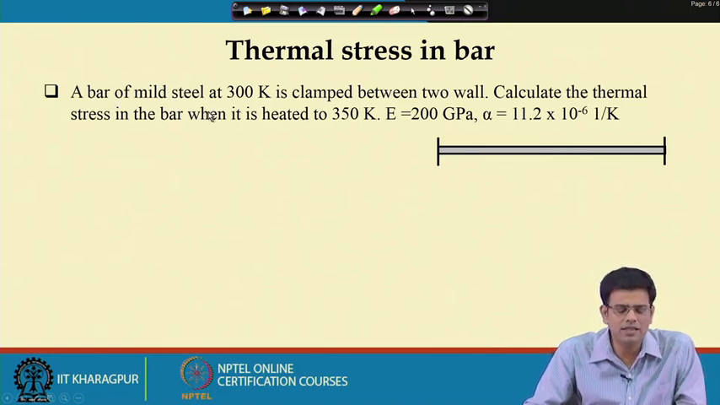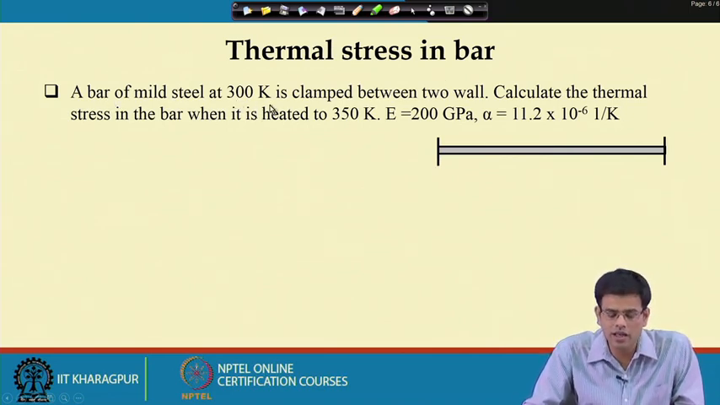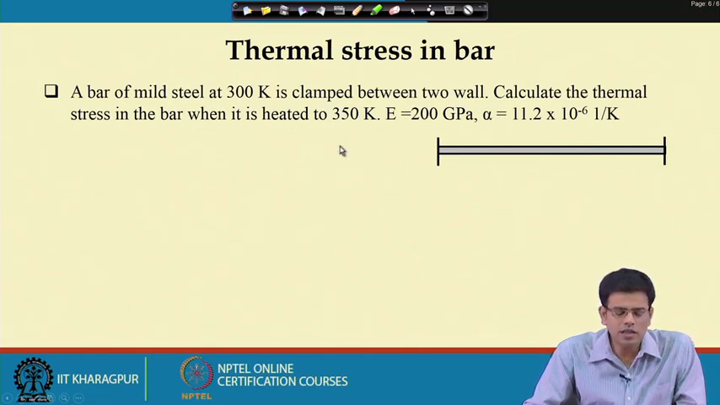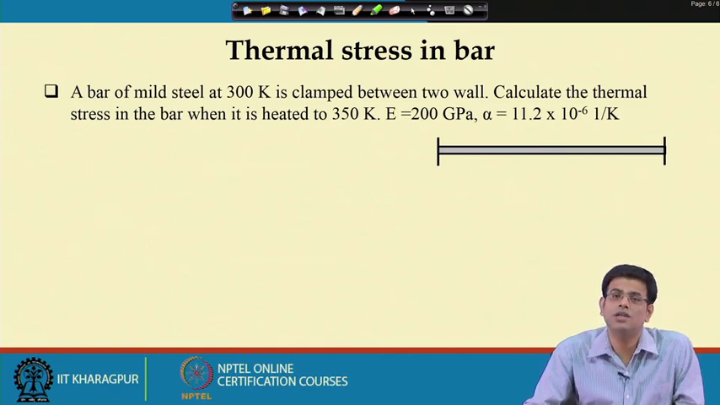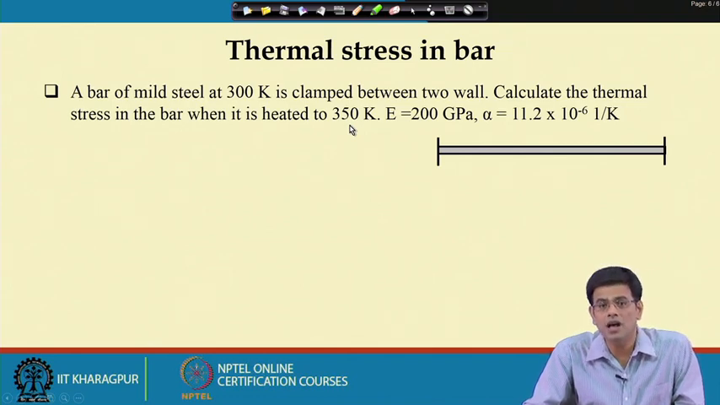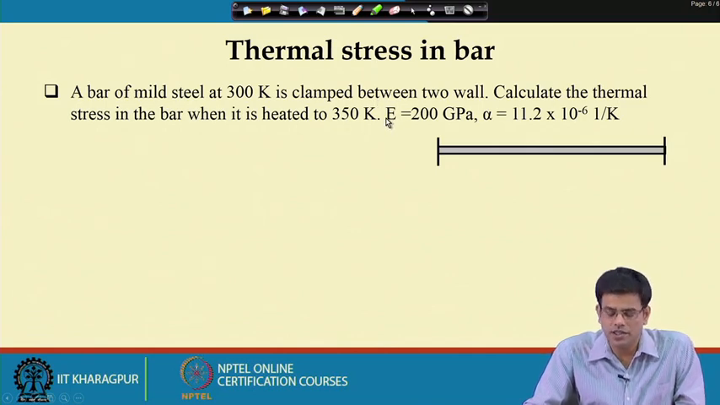For instance, if a mild steel bar at 300 degree Kelvin is clamped between two walls, calculate the thermal stress of the bar when it is heated to 350 degree Kelvin. Now, the important fact is that we observe temperature changes, and if this temperature change is significant, or it depends on the material also, then the thermal stress is not negligible. We need to compute the thermal stress to prevent the failures of the structural body or the material.